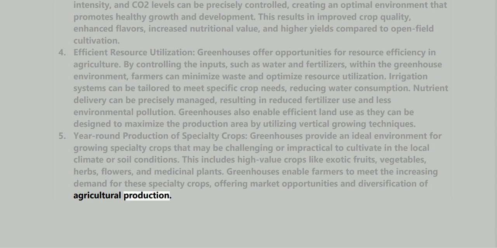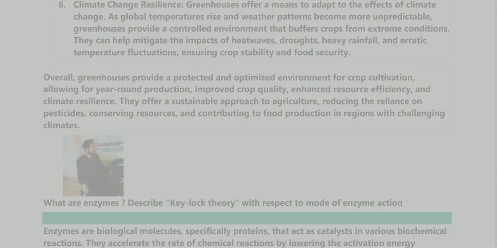6. Climate change resilience. Greenhouses offer a means to adapt to the effects of climate change. As global temperatures rise and weather patterns become more unpredictable, greenhouses provide a controlled environment that buffers crops from extreme conditions. They can help mitigate the impacts of heat waves, droughts, heavy rainfall, and erratic temperature fluctuations, ensuring crop stability and food security. Overall, greenhouses provide a protected and optimized environment for crop cultivation, allowing for year-round production, improved crop quality, enhanced resource efficiency, and climate resilience.